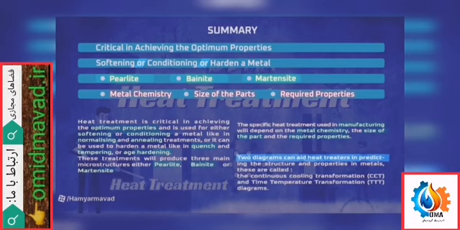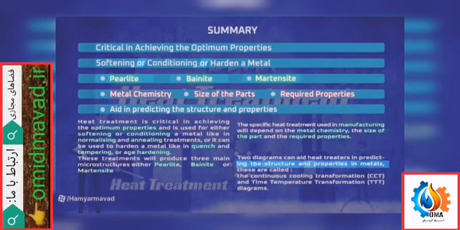Two diagrams can aid heat treaters in predicting the structure and properties in metals. These are called the continuous cooling transformation and time temperature transformation diagrams.